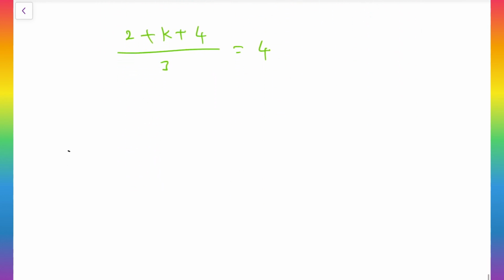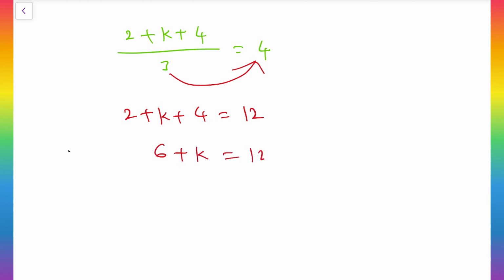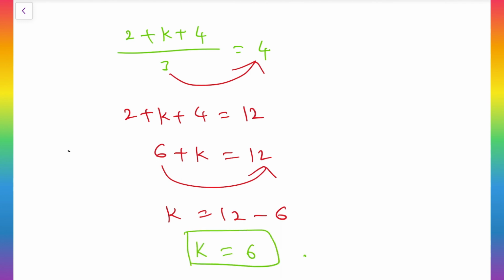Let us simplify this now. Take this 3 to the right side, then it will become multiplication. 2 plus k plus 4 is equals to 3 4s are 12. 2 plus 4, 6 plus k equals to 12. Take 6 to another side, then it becomes minus. So k value is 12 minus 6. So 12 minus 6 is nothing but 6. So k is equals to 6.